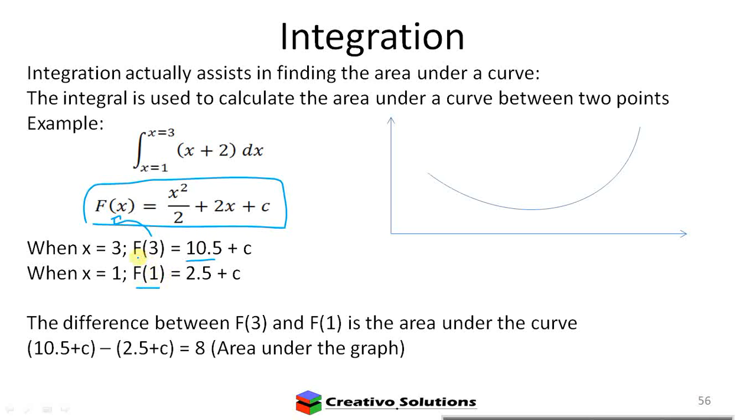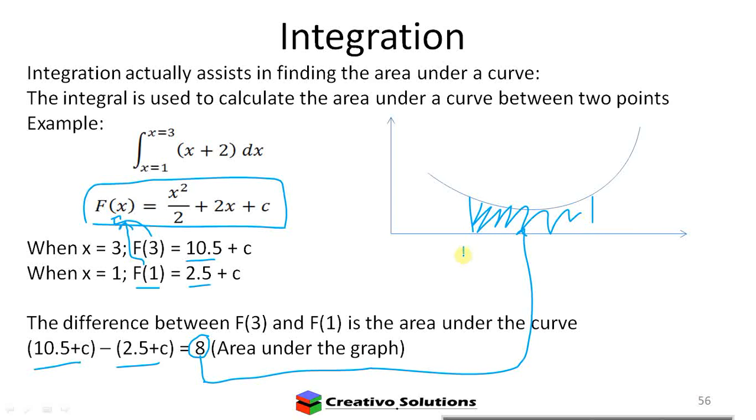Same thing with the 1. Substitute the 1 into that. 1 squared over 2 plus 2 times 1 gives you 2.5. Then you take the first and subtract the other. This minus that. 10.5 minus 2.5 is 8. Plus c minus c is 0. So what is the area under the graph? The area under the graph from 1 to 3 would be 8. 8 units of measurement.